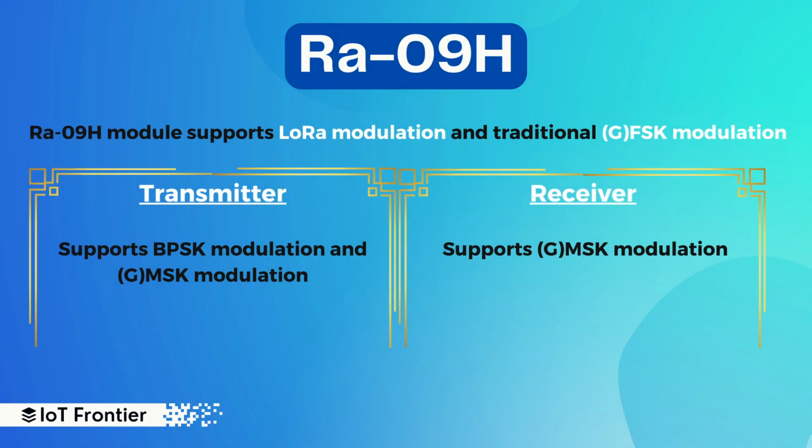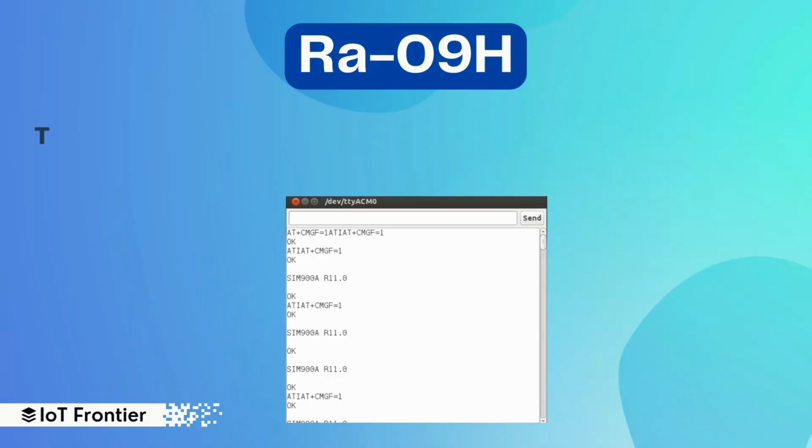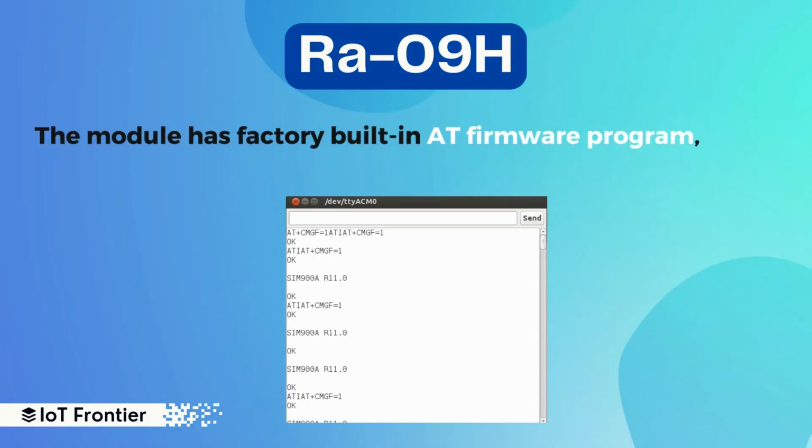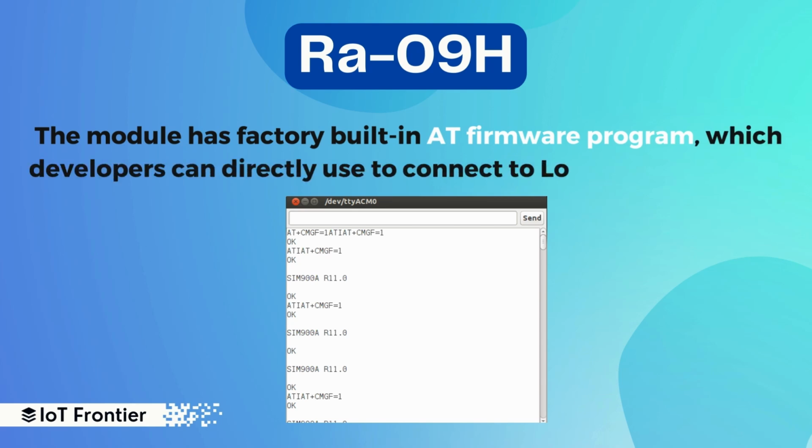At the same time, the transmitter also supports BPSK modulation and GMSK modulation, and the receiver supports GMSK modulation. The module has a factory built-in AT firmware program, which developers can directly use to connect to a LoRaWAN gateway.